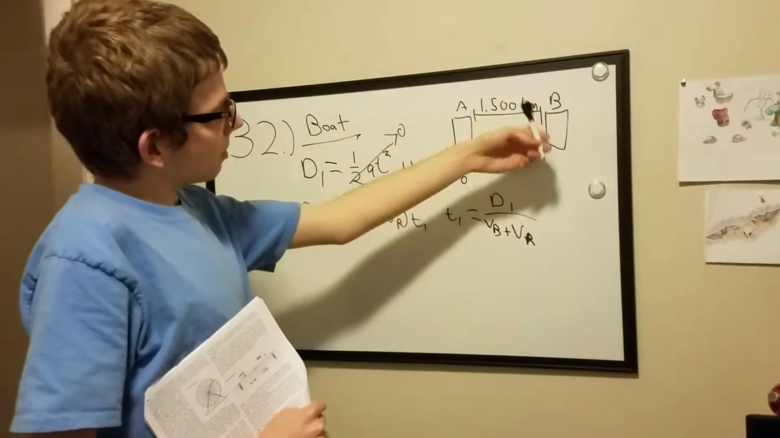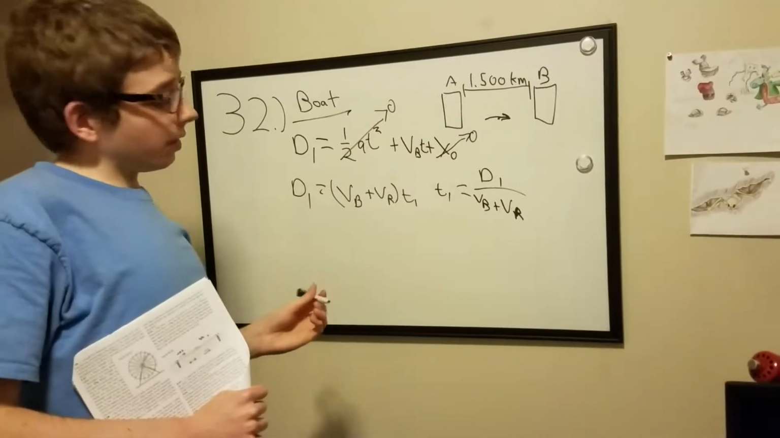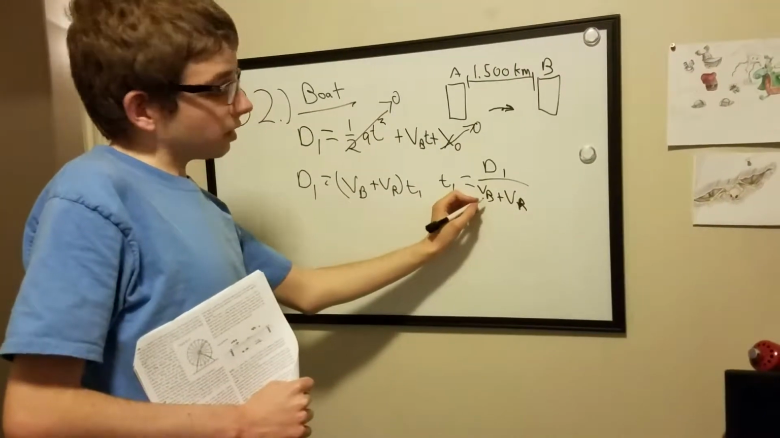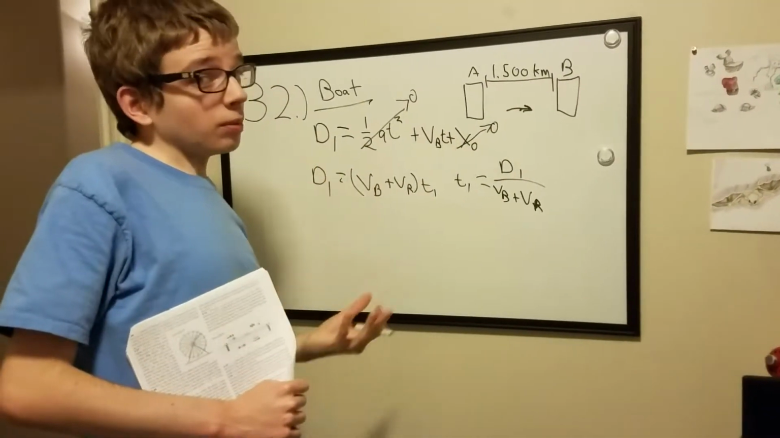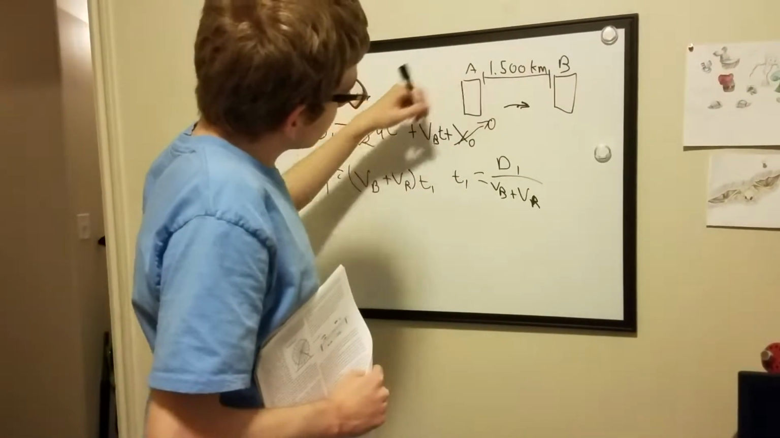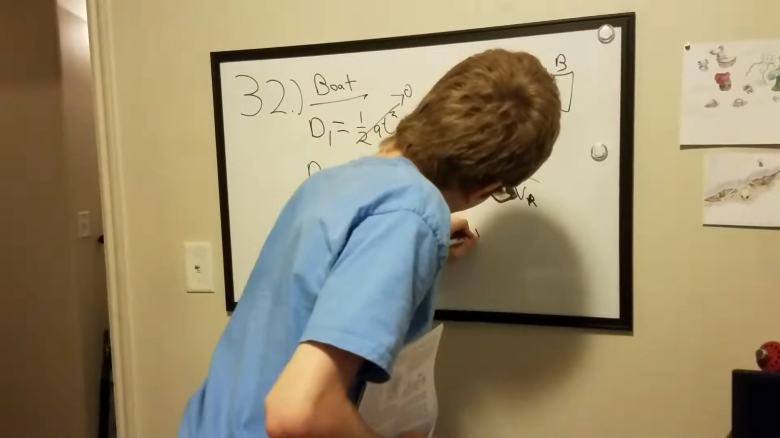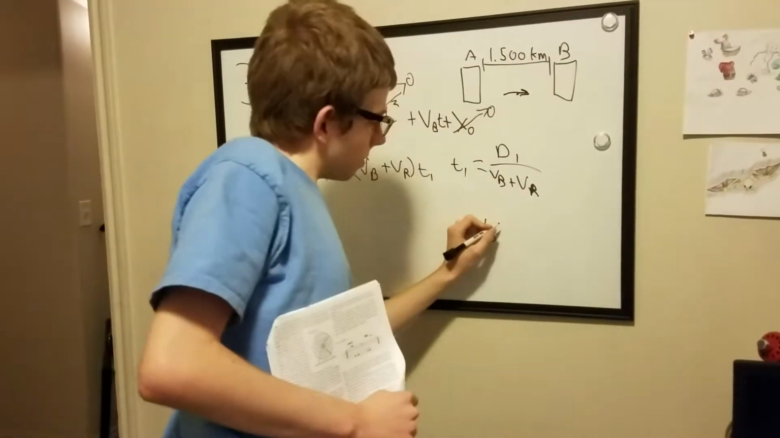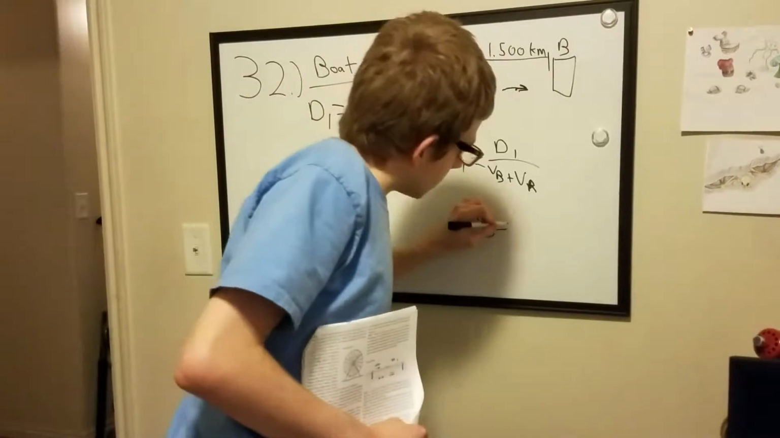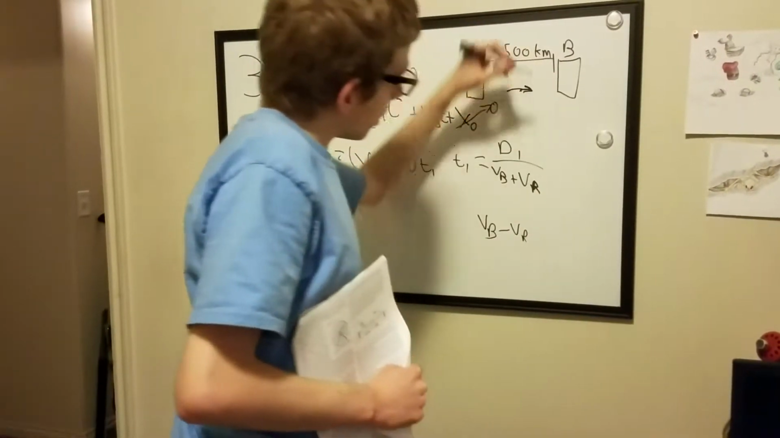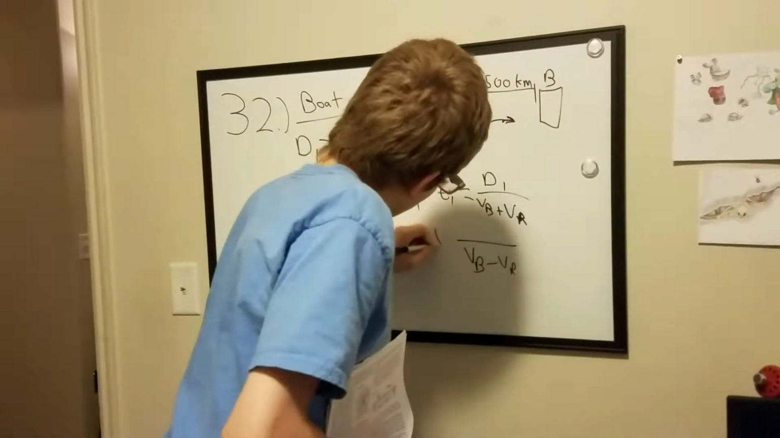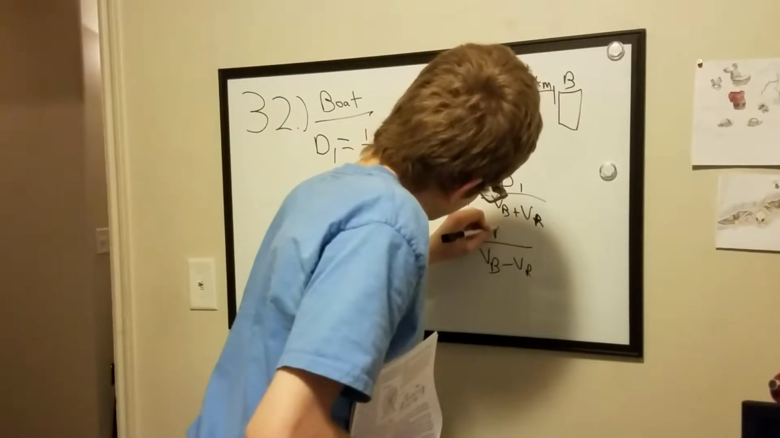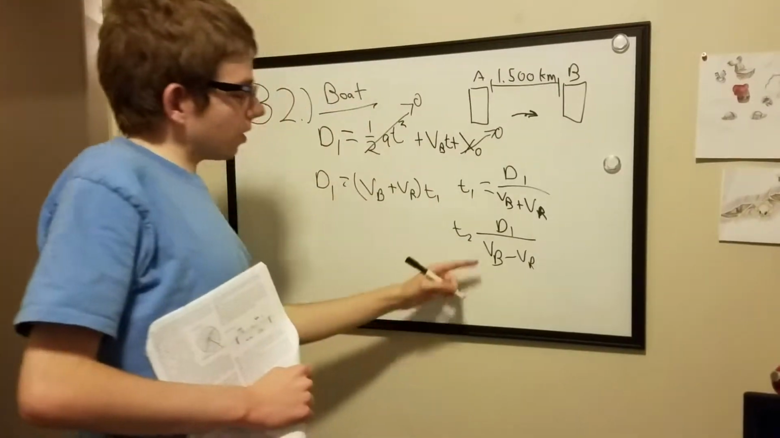Now we need to find the time it takes to go from B to A. Now in this situation, the velocity is going to be different because the boat is now pushing against the river. That means the boat's going to be moving slower. So that means the velocity of the boat is going to be the velocity of the rower minus the velocity of the river, because the velocity of the river is like pulling in this direction. And this gives us our second time.